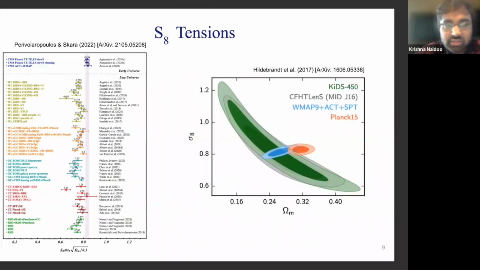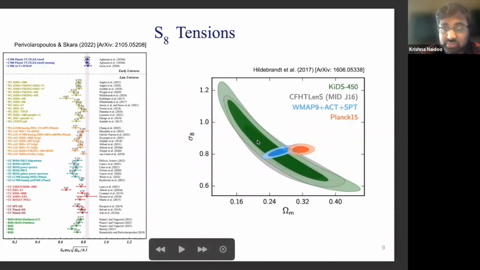The sigma 8 tension comes from weak lensing measurements. This is the famous banana from KiDS. The green is from the KiDS measurements, and Planck is the red here. You can see that Planck actually prefers more clustering than what is generally seen from weak lensing measurements. This is not quite as high a significance as the Hubble tension. I think it's about 3 sigma.